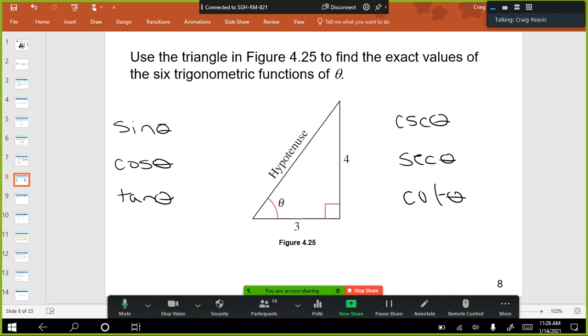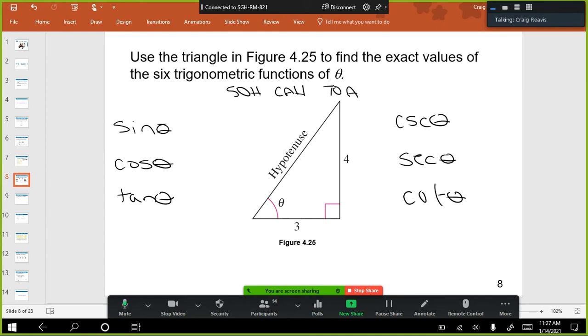All right, and we're going to use our SOHCAHTOA, right? In this case, we don't know what the hypotenuse is, but given that we've got a right triangle and we're given 3 and 4, what's the theorem we can use to find the hypotenuse there? Anybody know? I'm sure you do. Nobody wants to speak. Right, Pythagorean theorem, a squared plus b squared equals c squared.